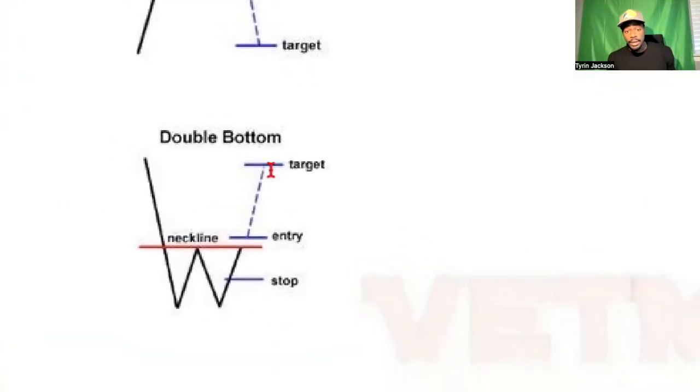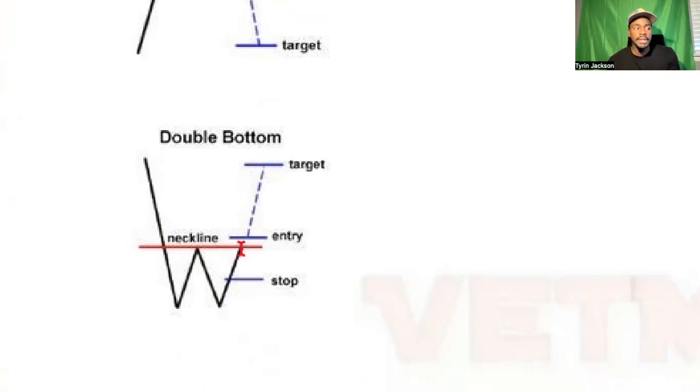Now, when it comes to the double bottom, imagine this is still the price. This black line is price, as it makes this W, like I spoke of. We have our stop loss. We have our neckline where we would typically like to enter the trade. And as you can see, even the entry is slightly above this neckline, because that's not exactly where you want to enter within the trade.